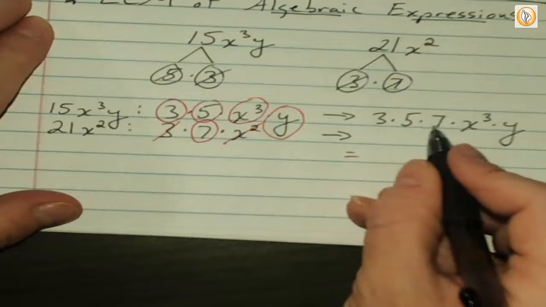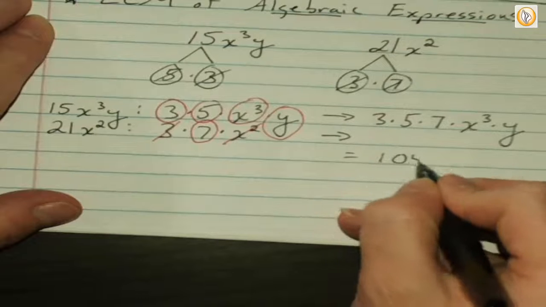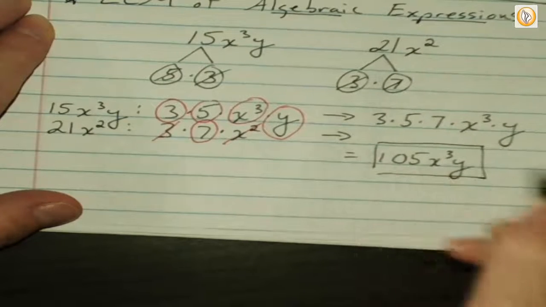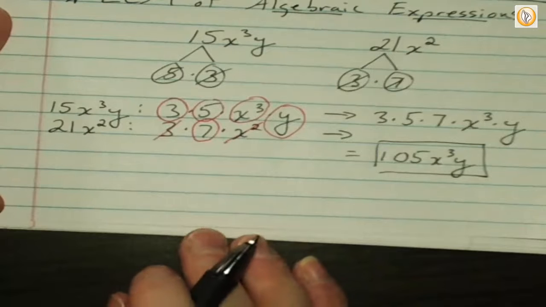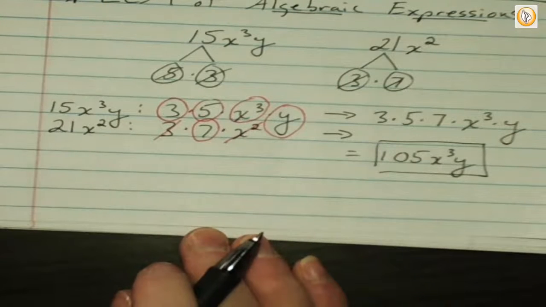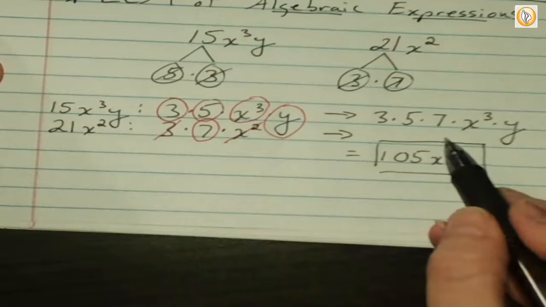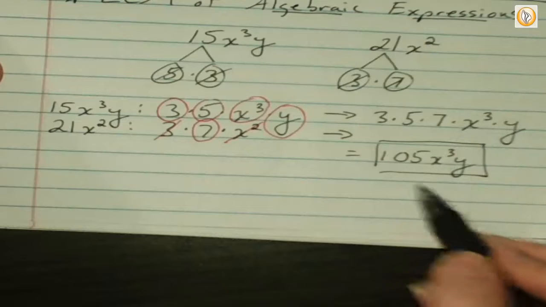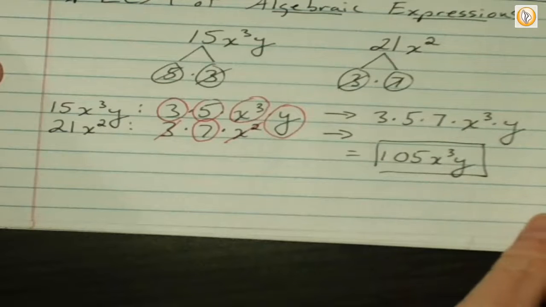And 3 times 5 times 7 is 105 x to the third power y. Any questions? So, just trying to clarify, we would only multiply 3 times 5 times 7. We wouldn't do any of the x times y. Yeah. There you go. Any questions?